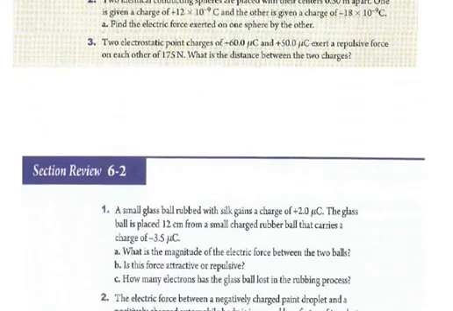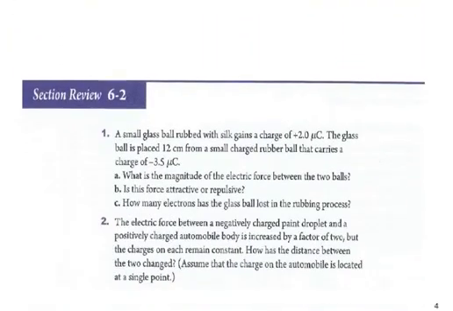Now let's get to section review 6.2. The first question says a small glass ball rubbed with silk gains a charge of plus 2 microcoulomb. The glass ball is placed 12 centimeters from a small charged rubber ball that carries a charge of minus 3.5 microcoulomb. What's the magnitude of the electrical force between the two balls? So if F is asked, is this force attraction or repulsion? This part is not very important.